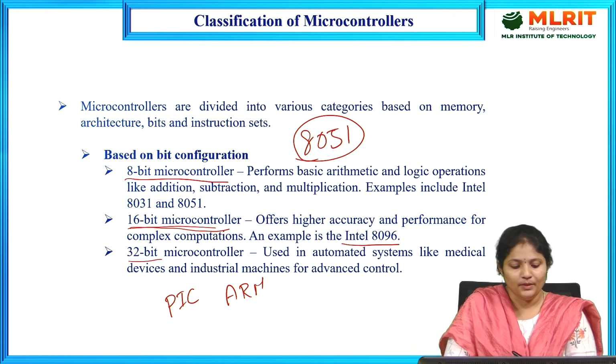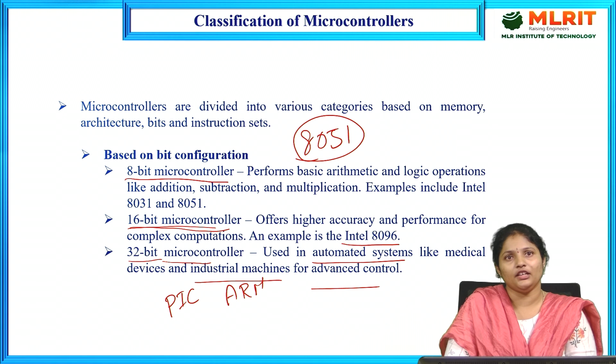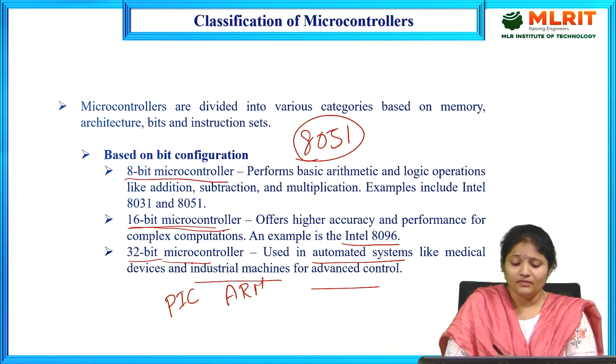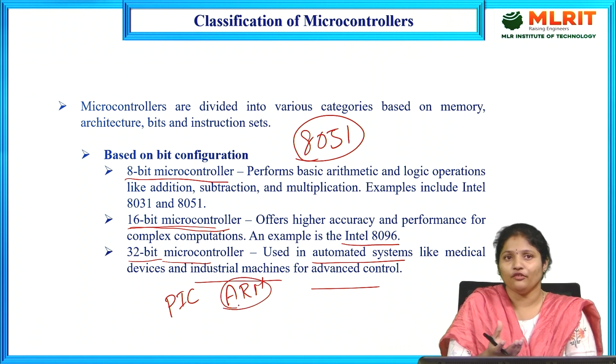The 32-bit microcontroller is used for automated systems like industrial machines and advanced medical devices. In this case, we can use the 32-bit microcontroller. The ARM microcontroller is used for the movement of robotic arms or legs. Such microcontrollers will be used for embedded systems also.